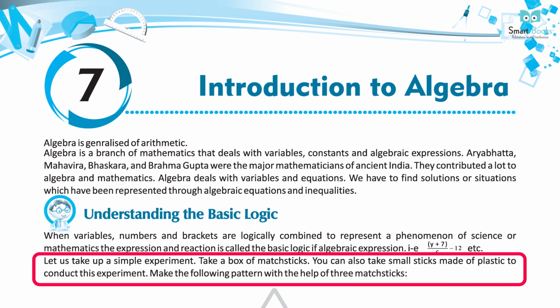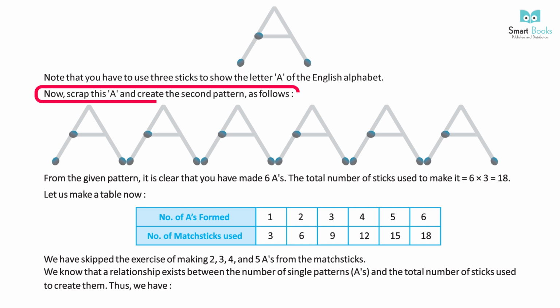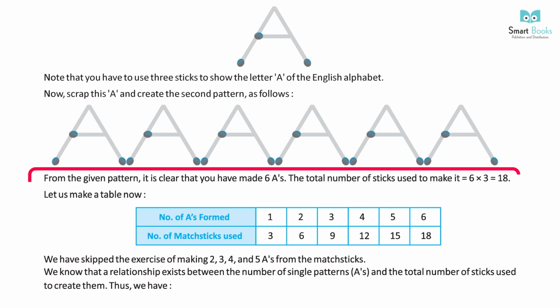Let us take up a simple experiment. Take a box of matchsticks. You can also take small sticks made of plastic to conduct this experiment. Make the following pattern with the help of 3 matchsticks. Note that you have to use 3 sticks to show the letter A of the English alphabet. Now scrap this A and create the second pattern as follows. From the given pattern, it is clear that you have made 6 A's. The total number of sticks used to make it is 6 into 3, equals 18.